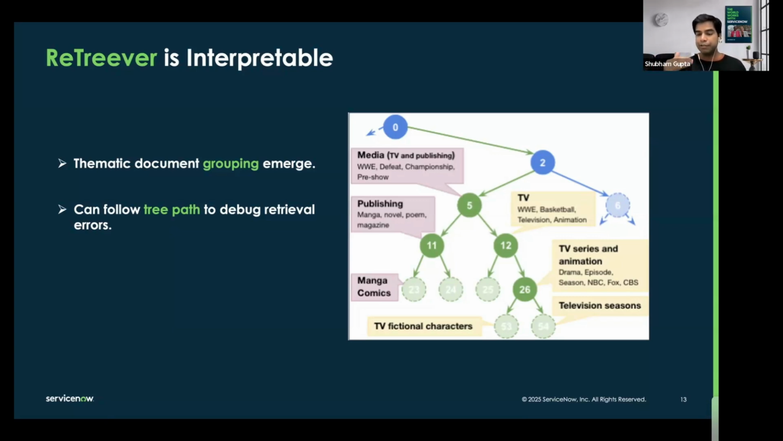And as we drilled down further down the tree, we saw that its subtree at node 11 was very highly focused on publishing, and the subtree at node 12 was very highly focused on TV. And as we go down the tree, we see that it becomes finer and finer collections of documents being assigned large probabilities to those nodes. So this is what interpretability here means, that we can follow the tree path to debug as to why certain documents were fetched for a particular query, and it gives us an understanding in these thematic groupings as to what kind of groupings the model assigned to a query and to the documents.